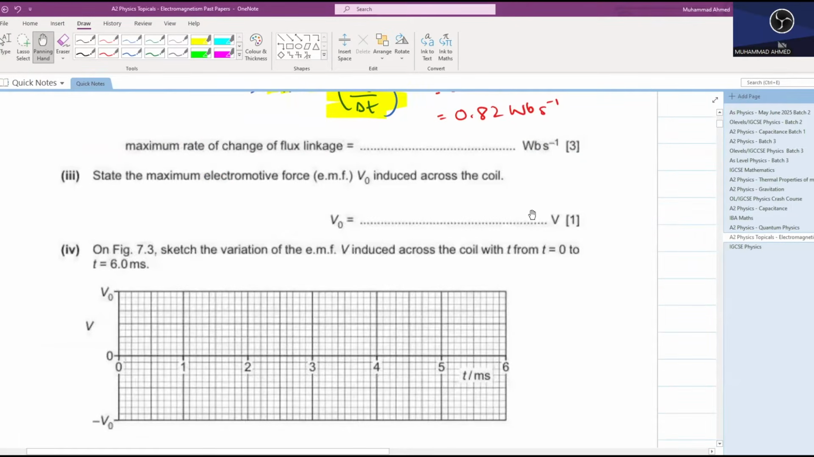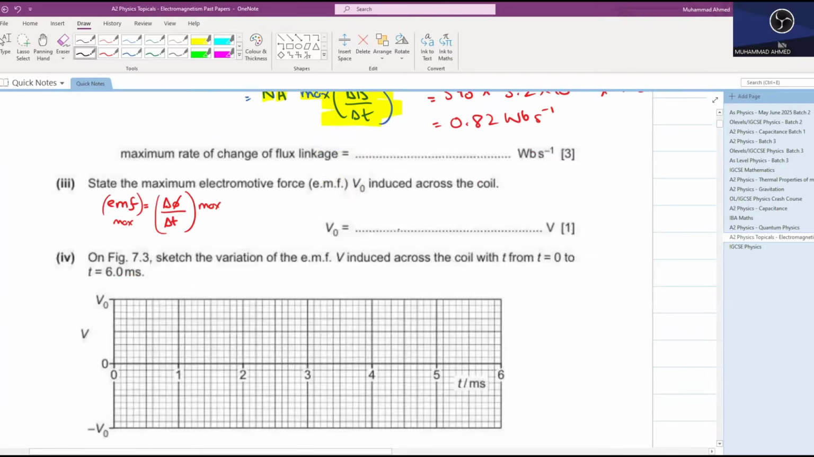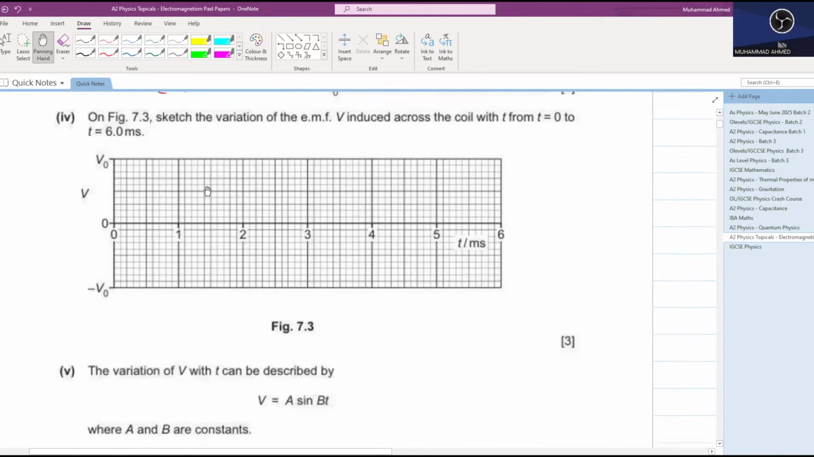State the maximum electromotive force induced across the coil. So if you are a good student, you might remember that EMF was equal to what? Change in phi over change in time. Now, if this value is maximum, induced EMF will be maximum. So what was the maximum value of change in phi over change in time? 0.82. So the maximum value of EMF will also be 0.82. Simple as that.